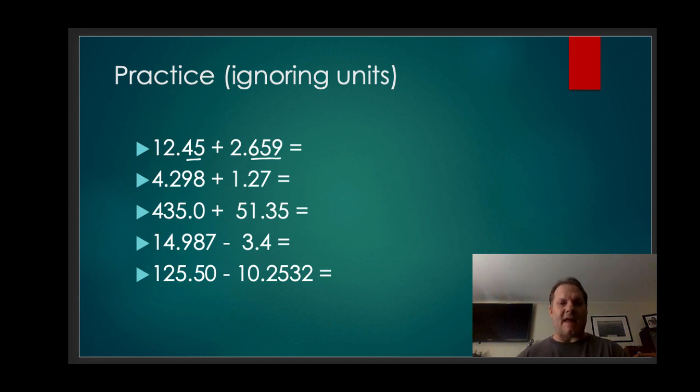This guy has 3 decimal places. This one only has 2. So our answer can only contain 2 decimal places. This one has 1 decimal place. This has 2. So my answer can only contain 1 decimal place. This has 3. This has 1. Answer is only going to contain 1 decimal place. Here's 2. Here's 4. The answer is going to contain 2 decimal places.